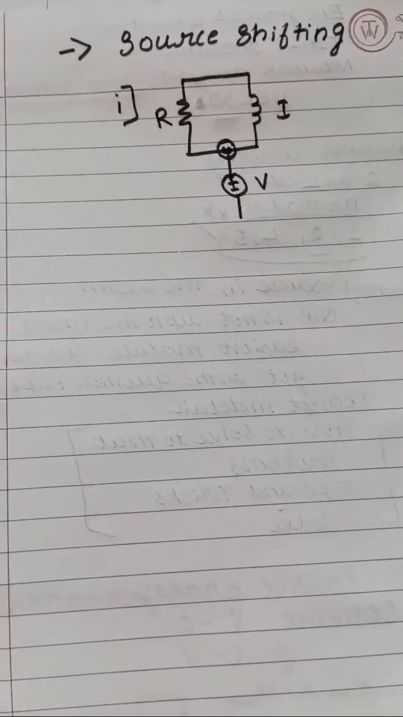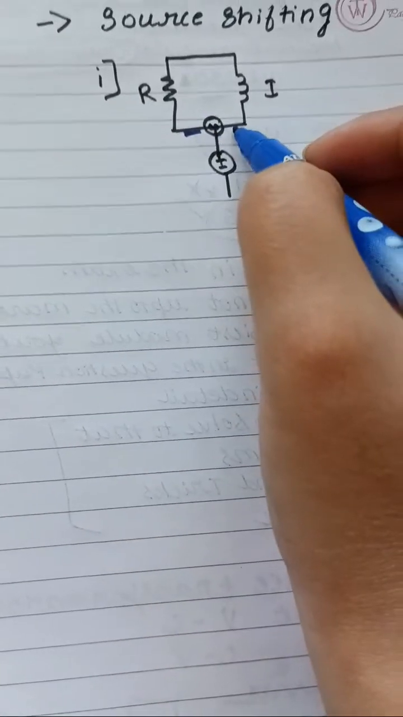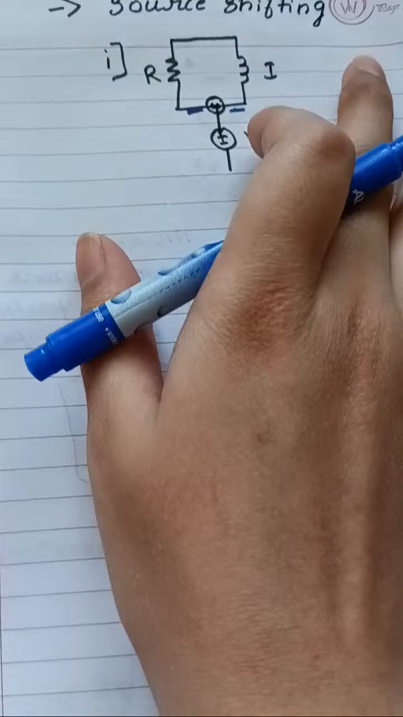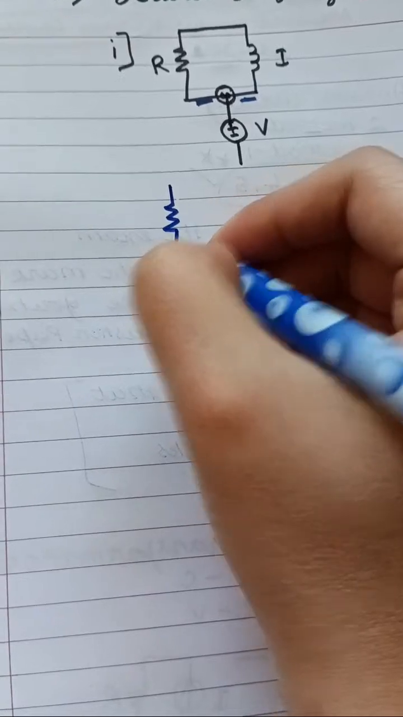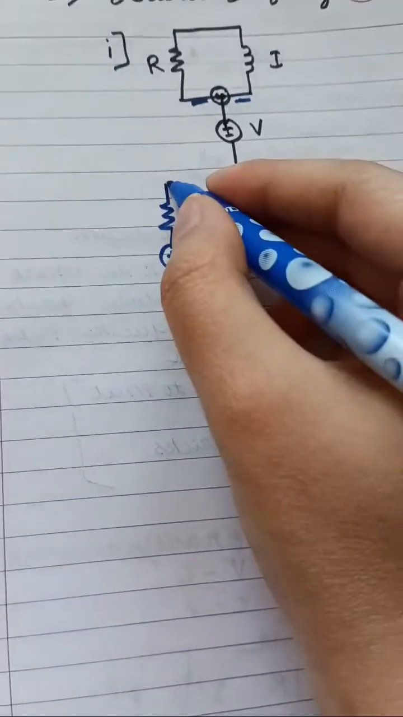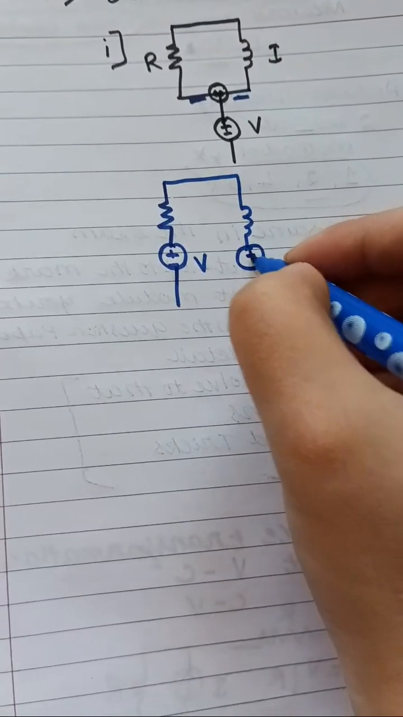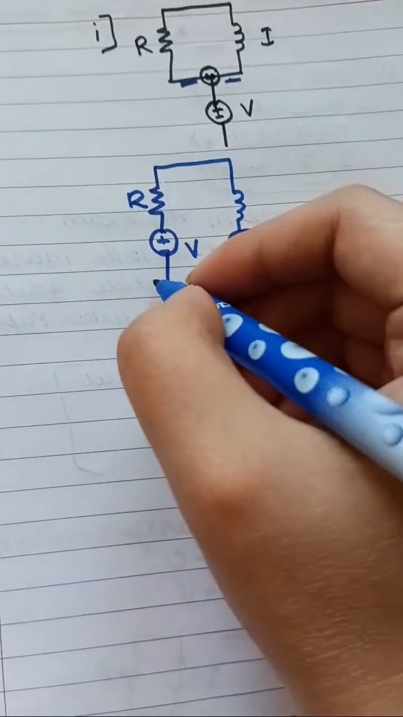Here you can see that one end of the resistance and one end of the inductance are connected to the positive of the voltage, right? So in this case, you are going to get a resistance in series with the voltage, and you are going to get an inductance in series with the voltage, right? This is what has happened in this case.